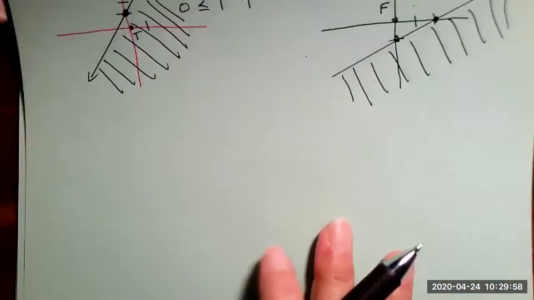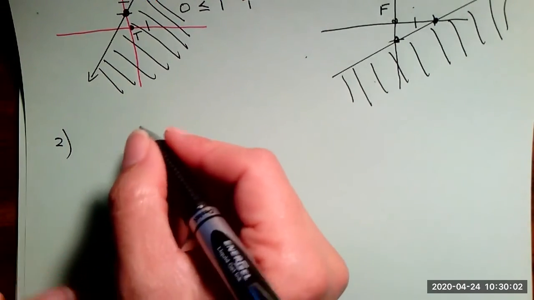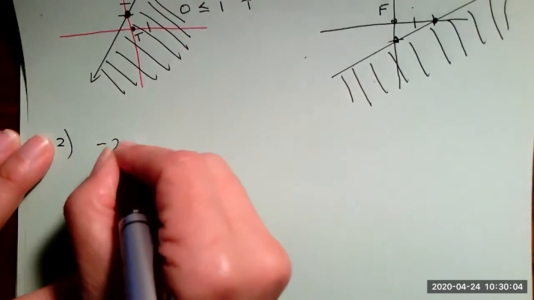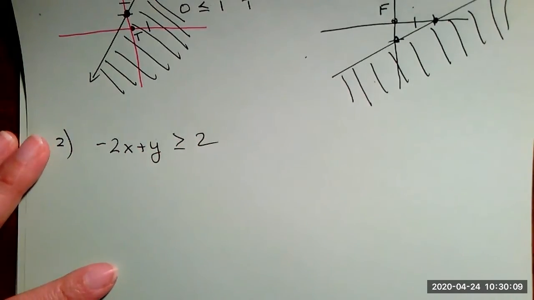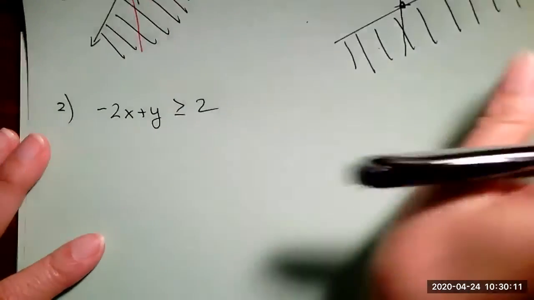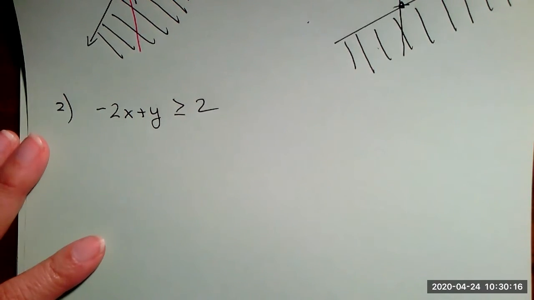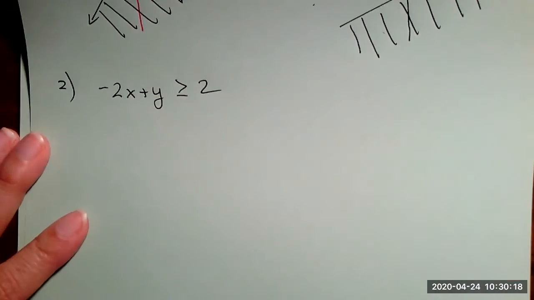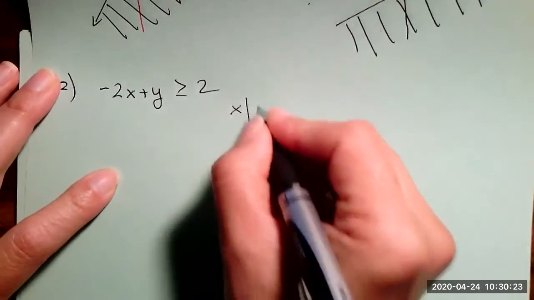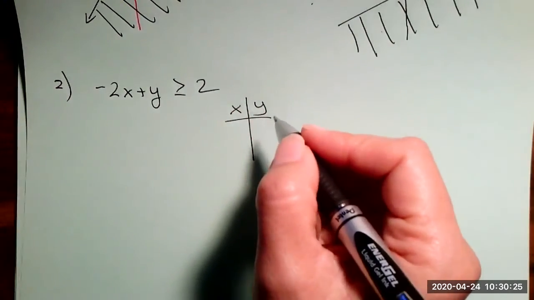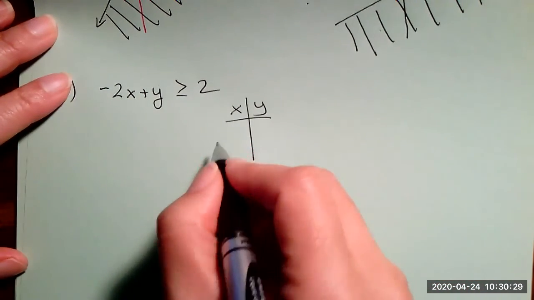All right, let's try another one. This one's going to look a little different. You have a couple of choices. You could either solve for y and then do it the way I just did it. I'm going to show you another way to look at this, just so that you have a little bit more flexibility in the way you solve problems. I'm going to make a table. And I'm going to specifically find x and y intercepts, because I could do that pretty quickly.